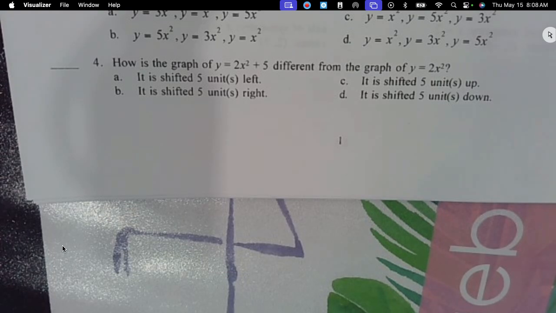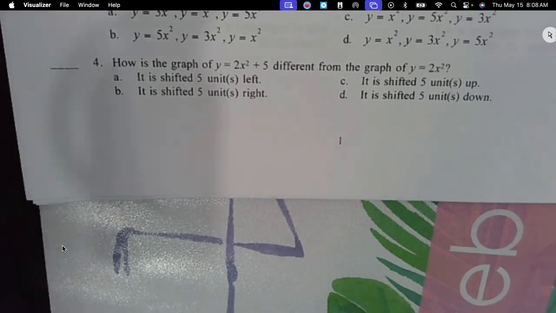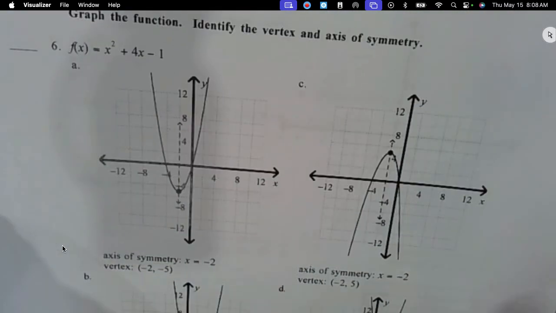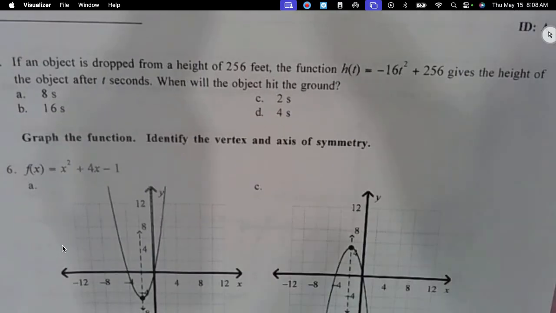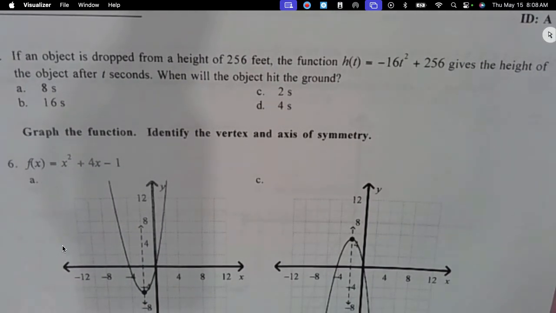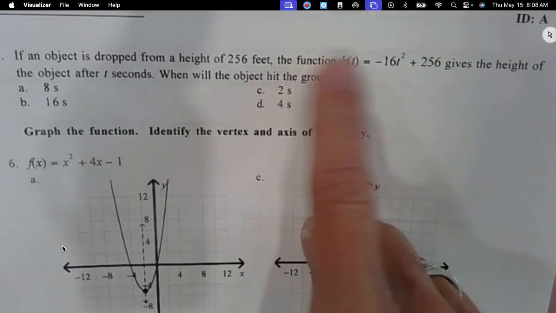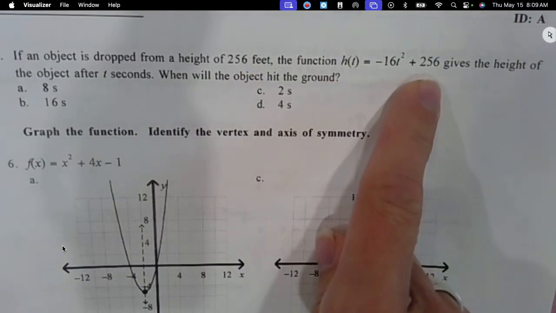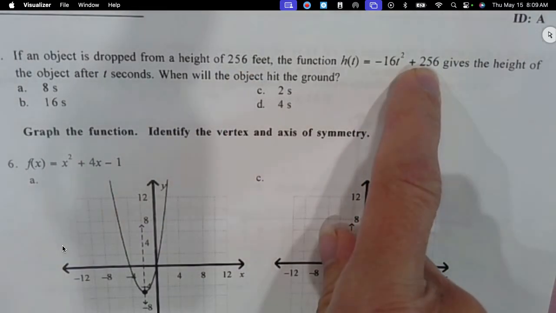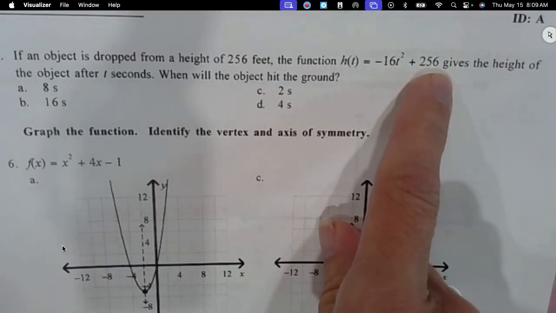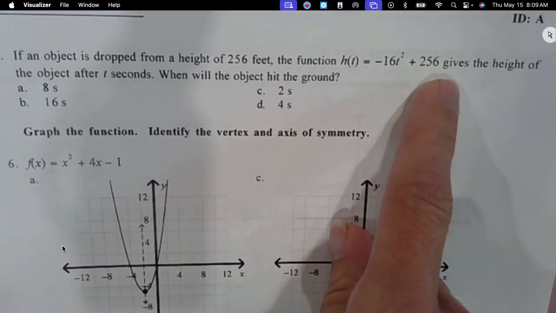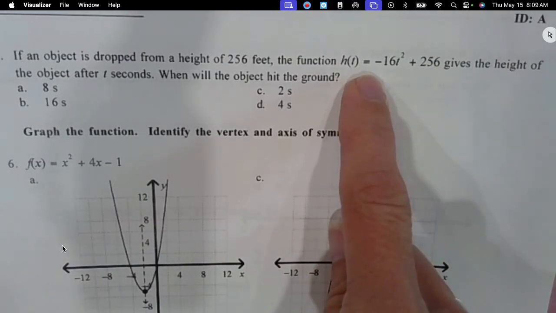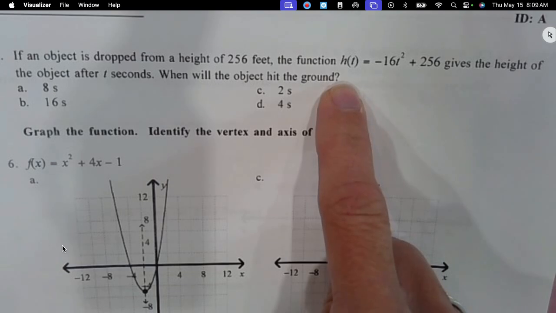I'd like to get through more than half of these today. All right, number 5. Okay, it says, oops, wrong one. An object is thrown from a height of 256. Isn't that funny that we see that number up in our equation? That's its starting point. We start that high up. It moved up 256 feet. Anyway, so this object is dropped, and this is our equation. When will it hit the ground?